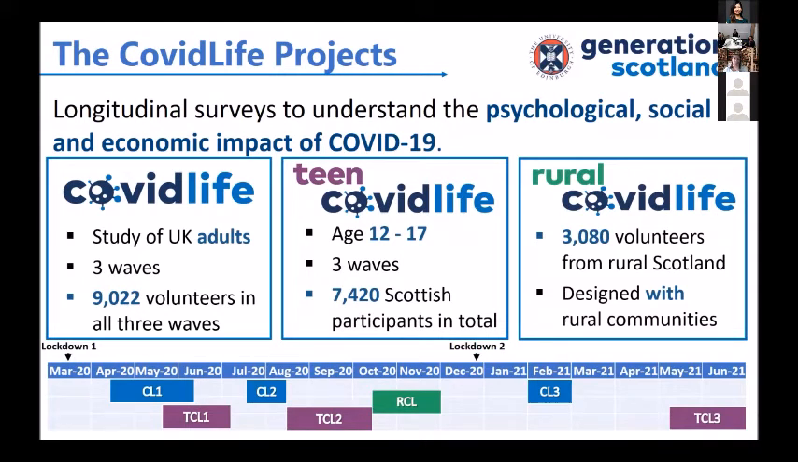And we had 9,000 volunteers do all 3 rounds of questionnaires, but we had about 16,000 volunteers in the first wave. As we looked at what was happening in the pandemic, and as we had in mind what we wanted to do with Next Generation Scotland, we realized that the teen community was not being looked at, and the impact on them by the pandemic and lockdowns was immense. So we created Teen COVID Life, which looked at people between the ages of 12 and 17. And we did 3 rounds of that questionnaire as well.